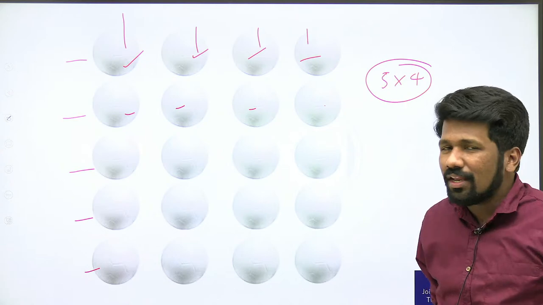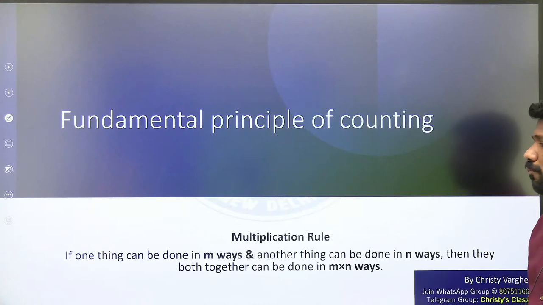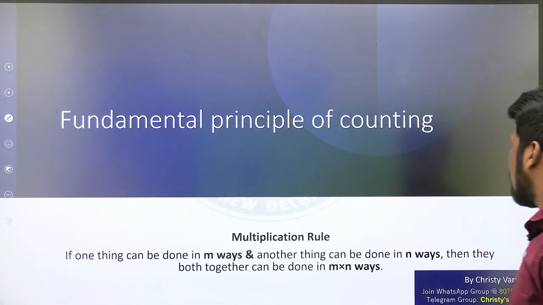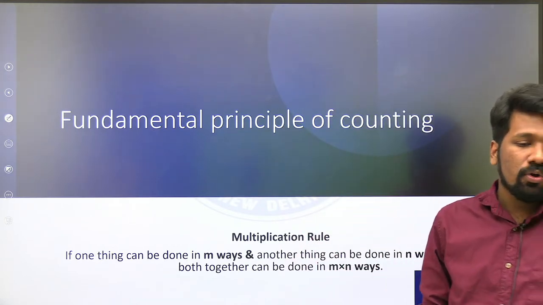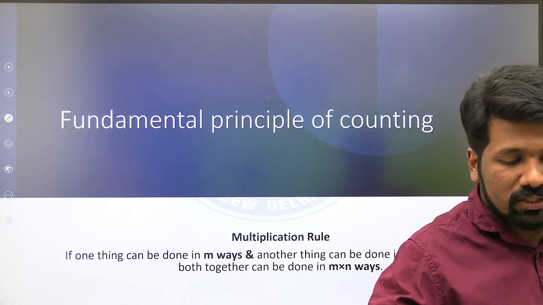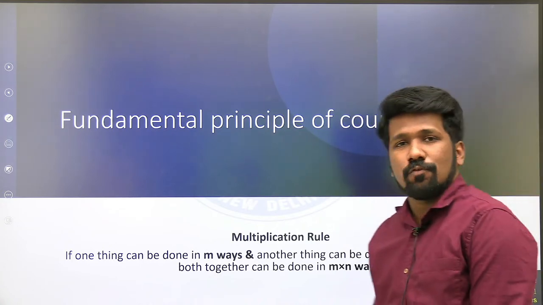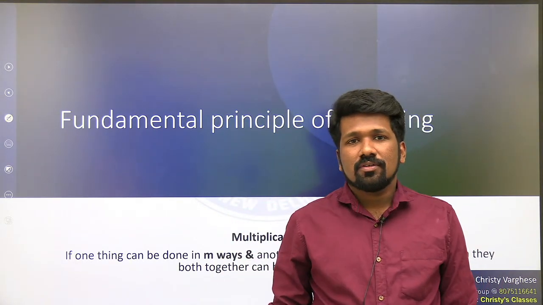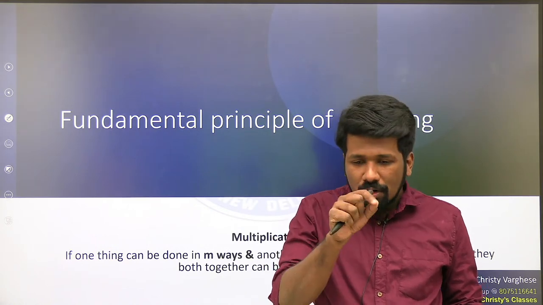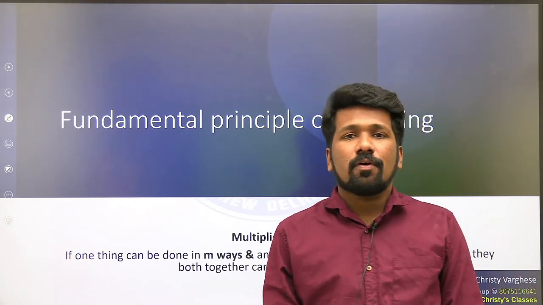Unknowingly we are using this rule everywhere. It can be stated mathematically as: if one thing can be done in m ways and another thing can be done in n ways, then they both together can be done in m into n ways. Knowingly or unknowingly, we use this principle in our daily life also. For example, in a class there are 10 benches and on every bench 3 people are sitting. Automatically it comes to our mind, you don't have to count each person: 10 into 3, 30 people. Again, the fundamental principle of counting.